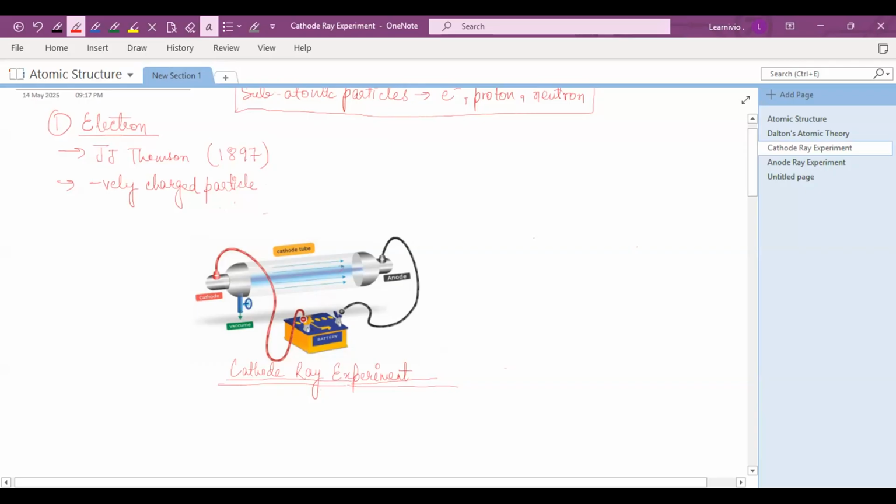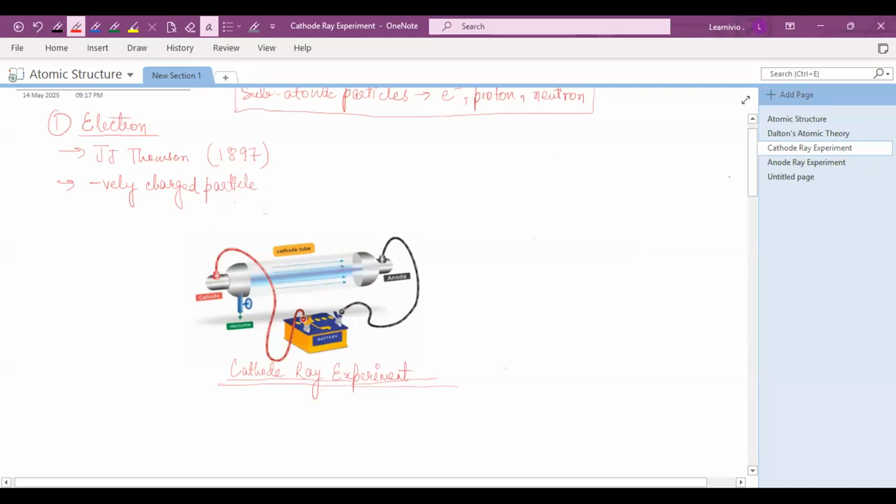Okay, you can see that this is a glass tube. The cathode ray tube is made up of glass containing two thin pieces of metal. You can see here it is a metallic body, and here it is a metal. So these are two electrodes.